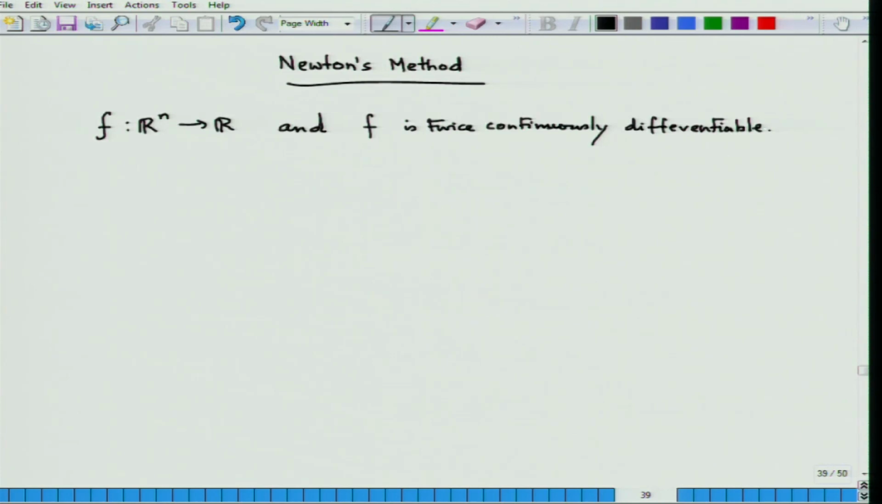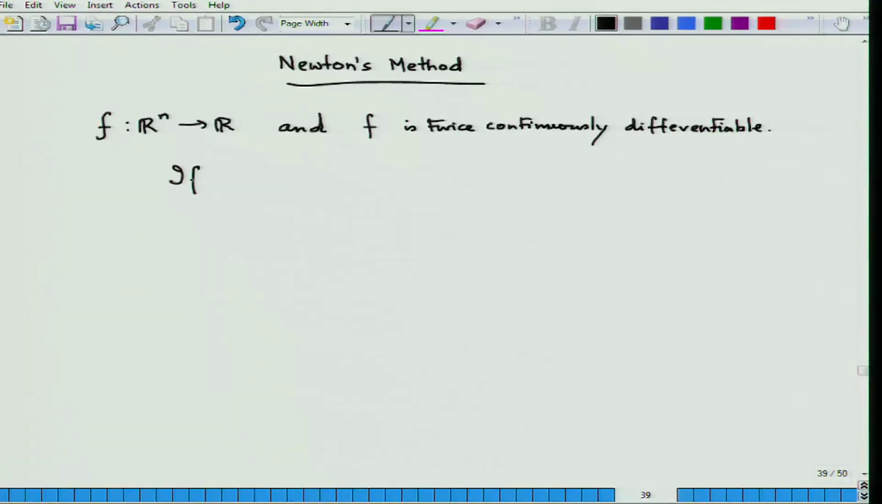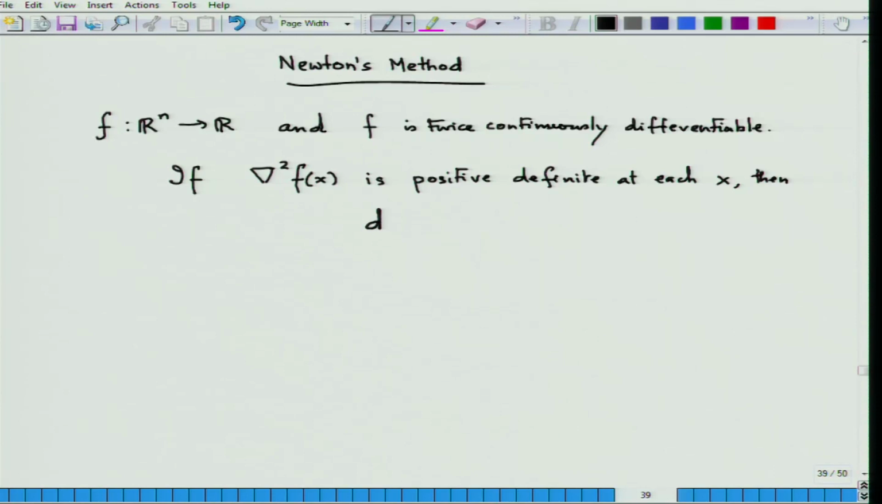Now, if that is the case, the question is what is my descent direction? In this case, if the Hessian matrix is positive definite, then d is equal to minus, because it is positive definite, I can take the inverse of the Hessian matrix, times the gradient. This can act as a direction of descent.